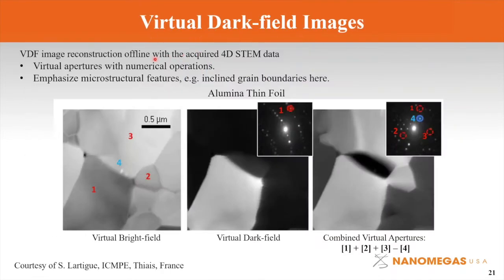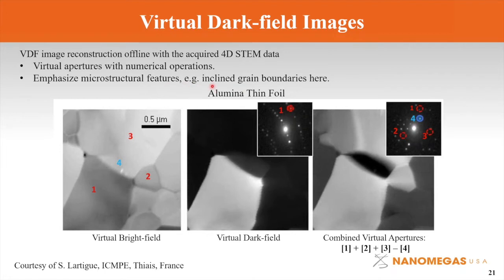Virtual dark field images can be constructed offline because we do have a 4D STEM data set. So this is quite useful for visualization purposes. Because the apertures are virtual in nature and you can apply all kinds of numeric operations to them, you're only limited by your imagination. Virtual dark field images can be constructed to emphasize all kinds of microstructural features, such as dislocations.